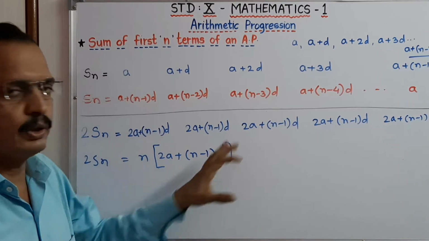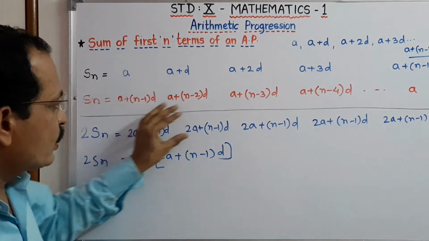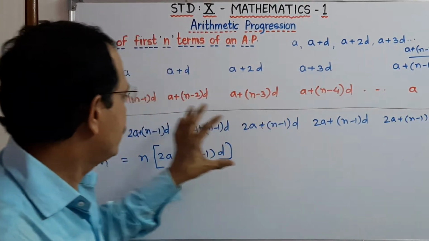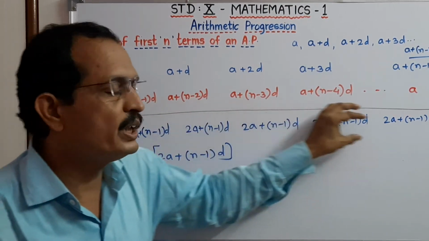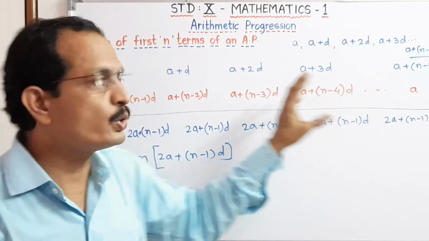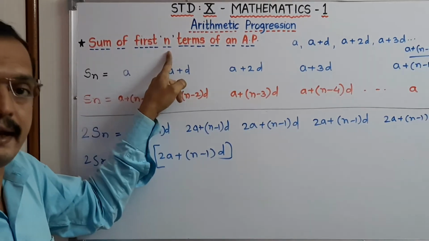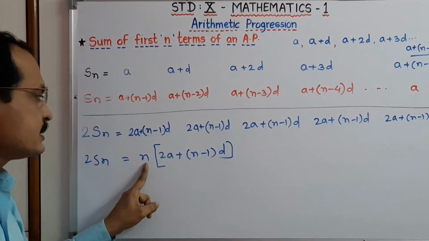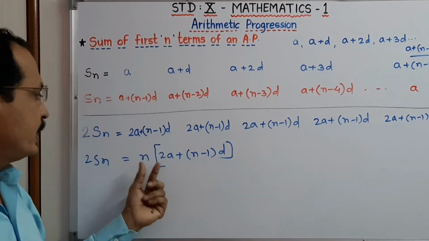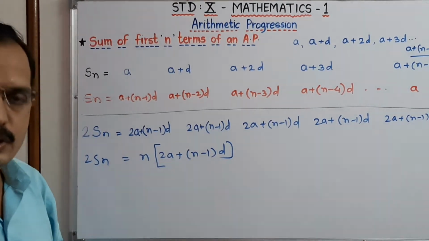I think everyone understood this. Instead of writing everything, I write here this number comes how many times? It is n times, because we have to find out the sum of first n terms. Therefore we multiply this with n, we get here n into 2a plus n minus 1 into d.